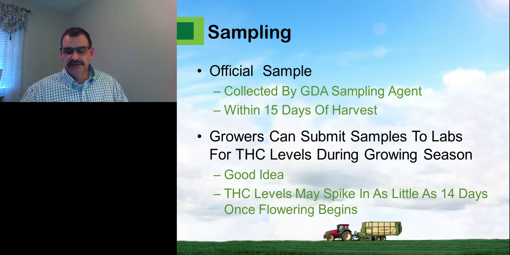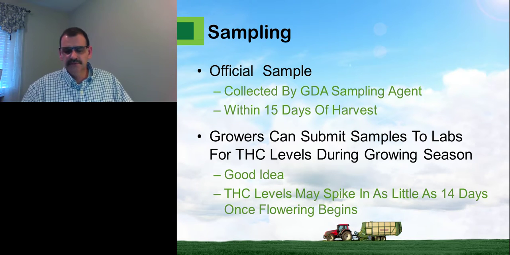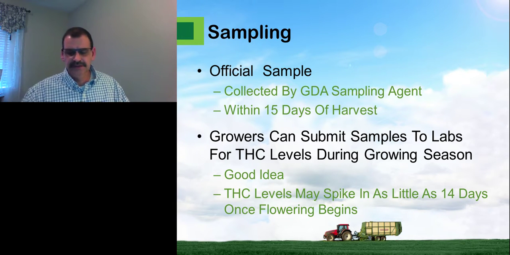I certainly believe it's a good idea for growers to submit their own samples to the lab of their choice during the growing season to monitor THC levels, especially when you start getting close to that window where you want to harvest and still be below that 0.3% THC. A lot of growers I talked to said they intend to do more sampling this year as well. And some of the research coming out of Cornell and the University of Kentucky indicates that THC levels can spike in as little as 10 to 14 days once plants begin to flower.